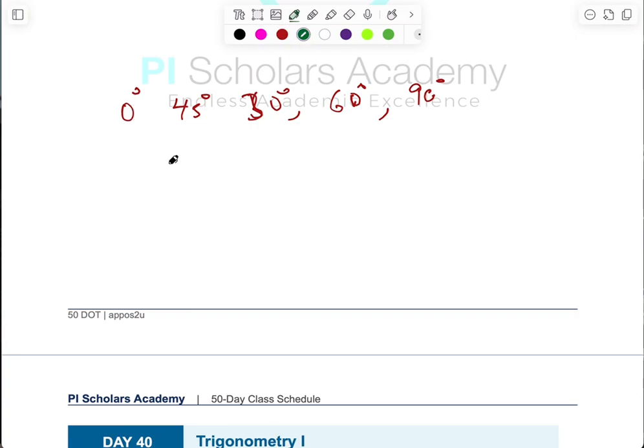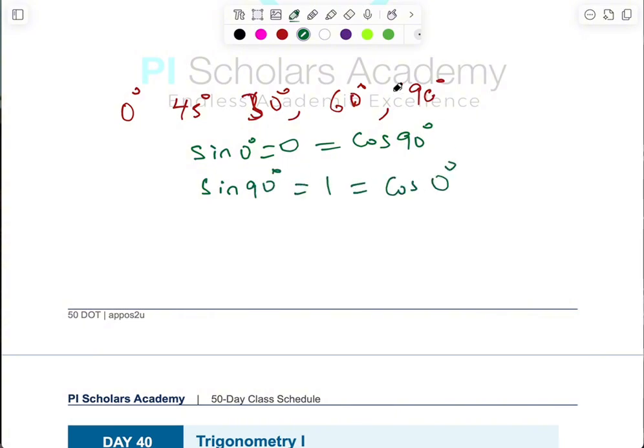For 0 and 90, we have that sine 0 degrees is 0. In fact, this is the same thing as cosine of 90 degrees. So sine 0 is the same thing as cos 90 degrees, and both of them are equal to 0. On the other hand, we have sine 90 degrees, which is 1, and this is exactly the same as cos 0 degrees. Please take note of that.